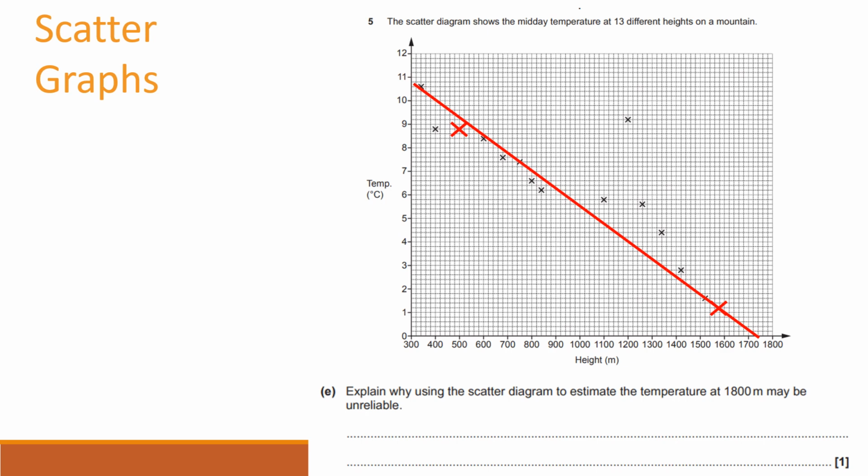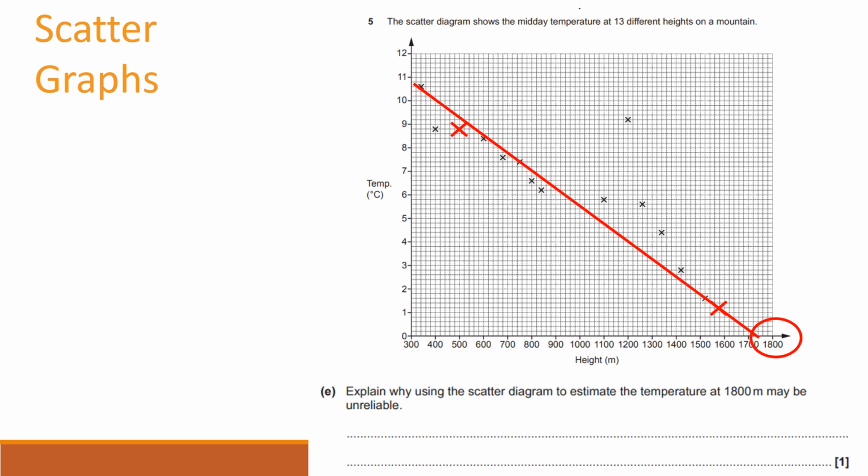In part E, we've got to explain why using the scatter graph to estimate the temperature at 1,800 meters may be unreliable. So 1,800 meters is down here on the right hand side. You can see that is after my line of best fit. So the line of best fit is not near this point 1,800. So we don't really know what's going on at this stage here. So the graph could be unreliable because we don't actually know what is going on.